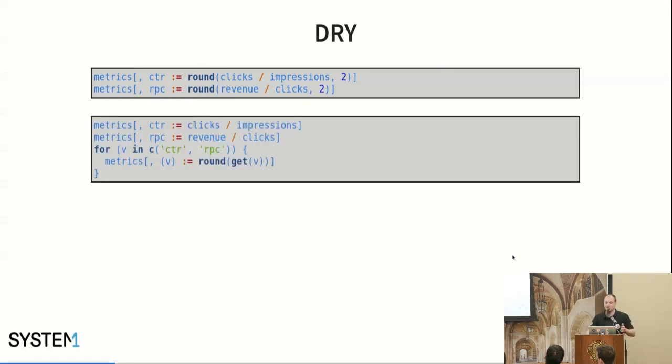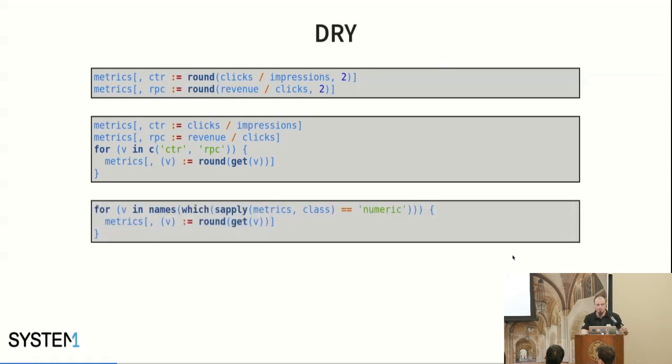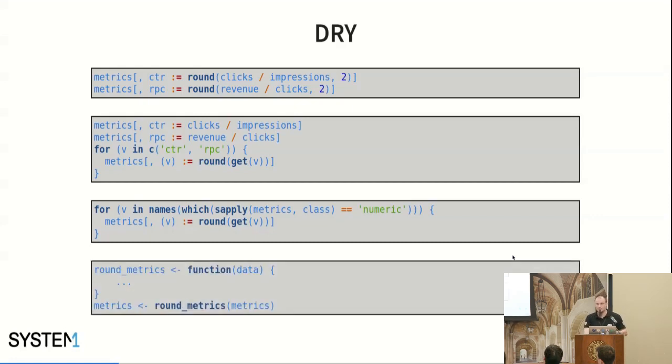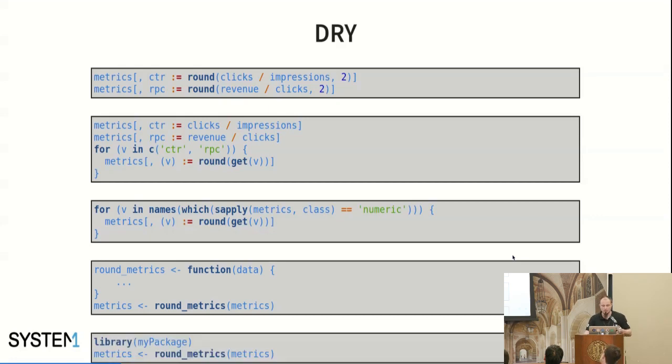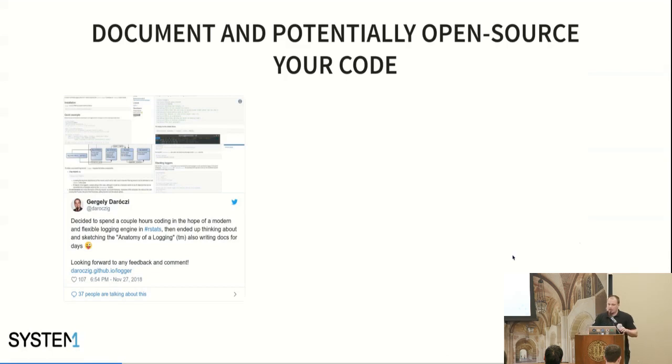Instead of that, it probably makes much more sense to write a small loop like this one, go through each variable, and do the rounding. This is data.table syntax, but you could do that in any other package as well. Or maybe better, just look up all the numeric variables from your data frame and do the rounding there. Or even better, write a function which does that, so that later in your script you can just call round_metrics, or even better, put it in your R package, which can be a small, tiny internal R package that can be used in all your R scripts.